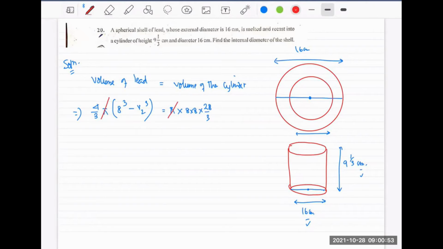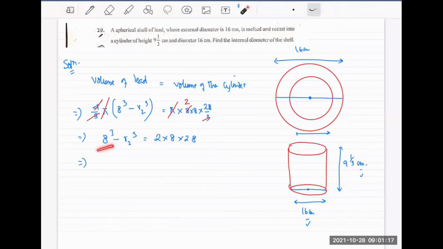What else can we cancel out? 3 and 3 can be cancelled out also. Both of them are denominator. And 4 and 8, 4 2s are 8. Okay, whatever is left, you keep it. We have got 8 cube minus R2 cube is equal to 2 into 8 into 28.